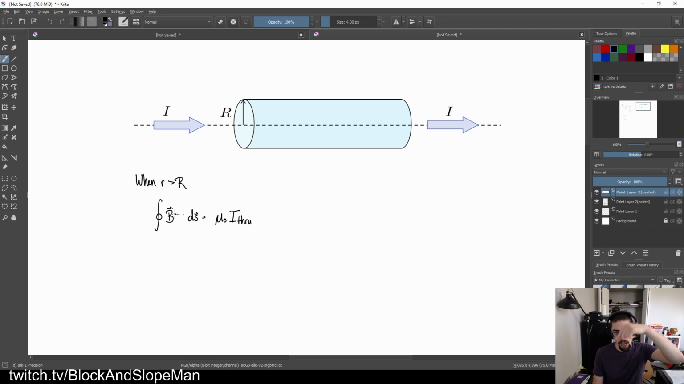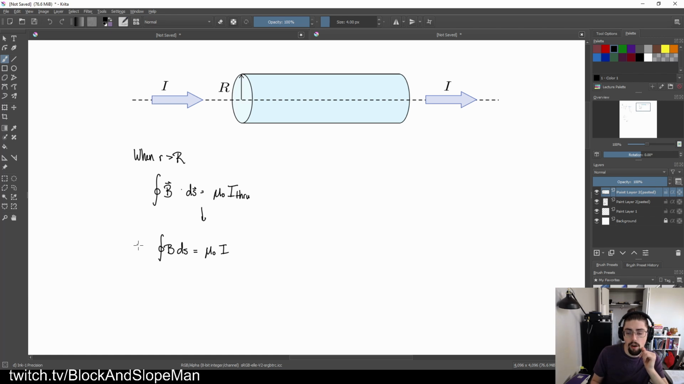ds is going around the circle. We know the magnetic field wraps around as a circle. They're always pointed in the exact same direction, so the dot product can go away. So now we're left with B ds is equal to mu naught times just I, the I of the wire, okay?